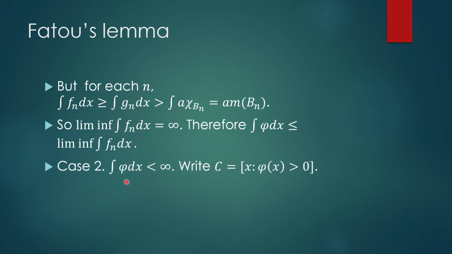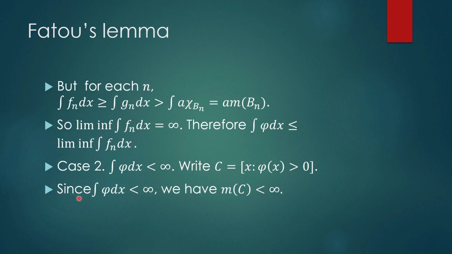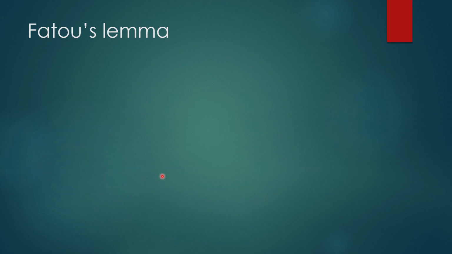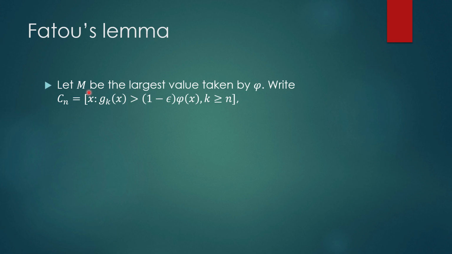Alright, so now let us show the second case, the case that the integral of phi dx is finite. Then we write C equal to the set of x such that phi(x) is strictly greater than 0. Since the integral of phi dx is finite, we have that the measure of capital C is finite. Okay, so let M be the largest value taken by phi.